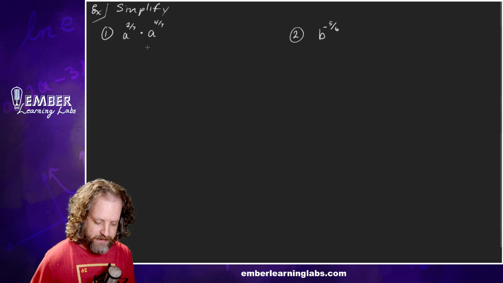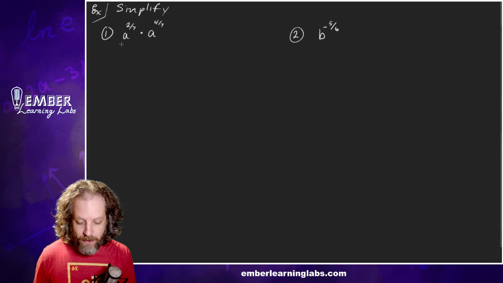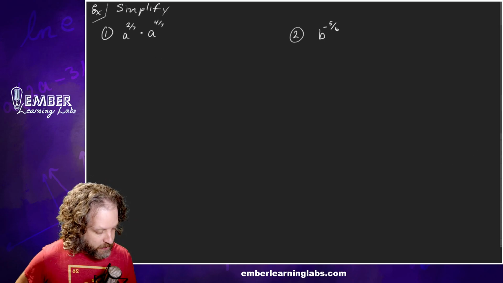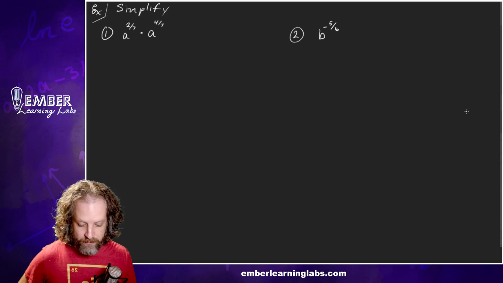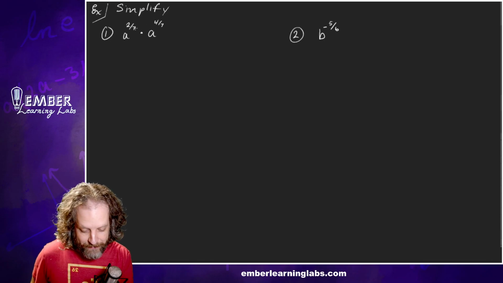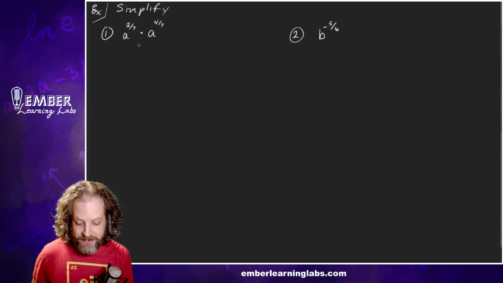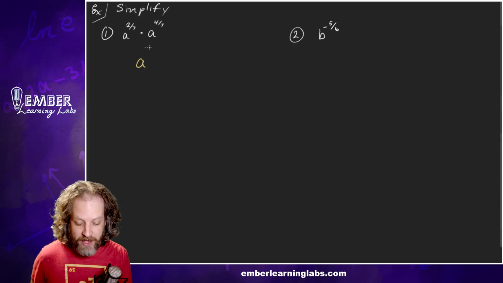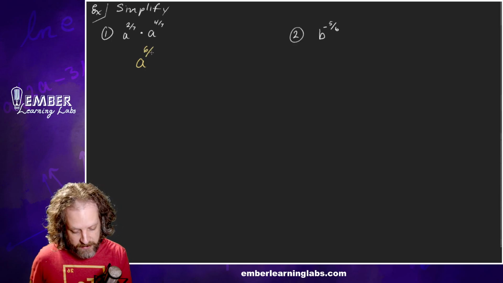So we have a to the 2/7 times a to the 4/7. Well, we have like bases multiplied. When you have like bases multiplied, what do we do with those exponents? Well, you add them, right? So these have like denominators. So 2/7 plus 4/7 is 6/7. So this turns into 8. No, that's an A. A to the 6/7.